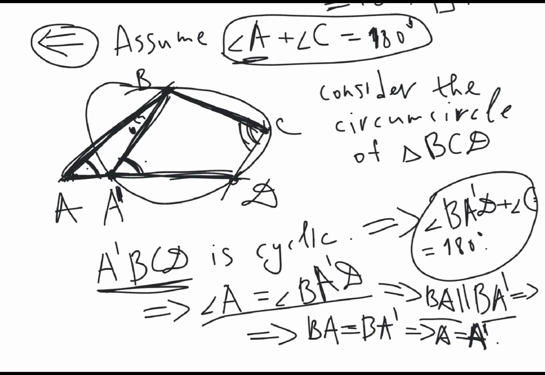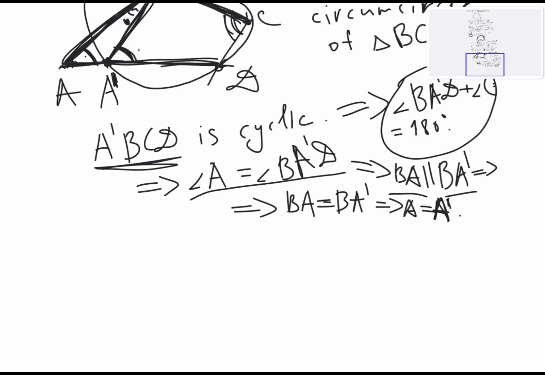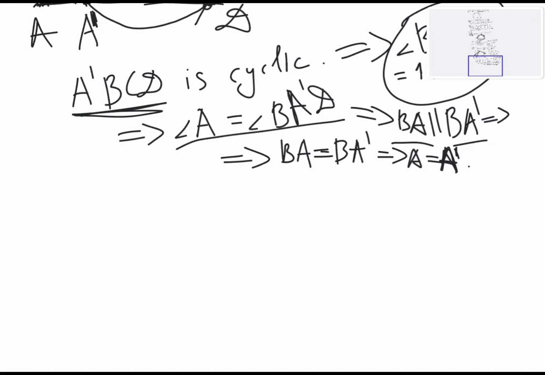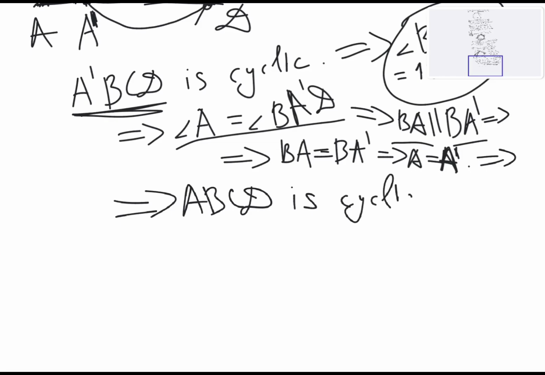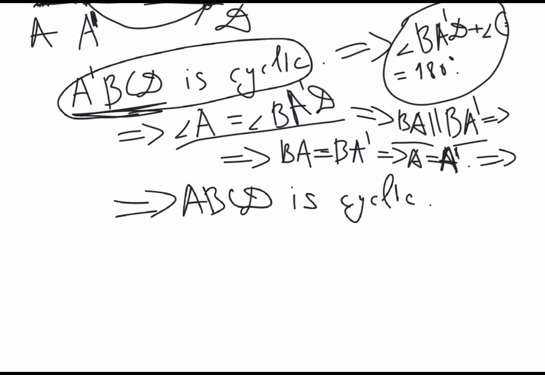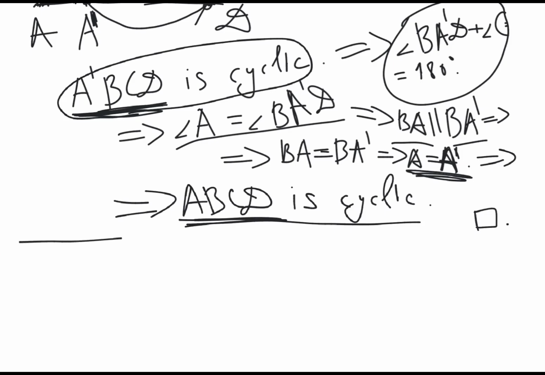And then from this finally we conclude that it is cyclic. So from this we conclude that ABCD is cyclic, because A prime BCD is cyclic and A is the same as A prime, so ABCD is the same as A prime BCD, and then it is cyclic. So this concludes the proof of this direction in the theorem and the whole theorem as well.